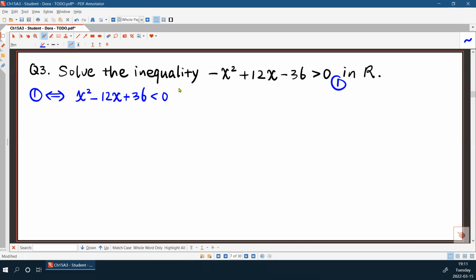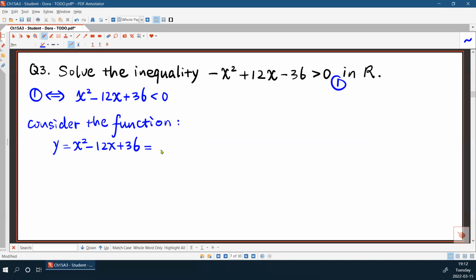Next, we can consider the corresponding function, right? So let's consider this function and then sketch its graph. Then we can find any interval that can make this function less than 0, right? Okay, next we consider this function, y equals x squared minus 12x plus 36. Again, in order to sketch this graph, we need to find its vertex, direction of opening, and y and x intercepts, right? So first of all, it's better to convert it to the vertex form.